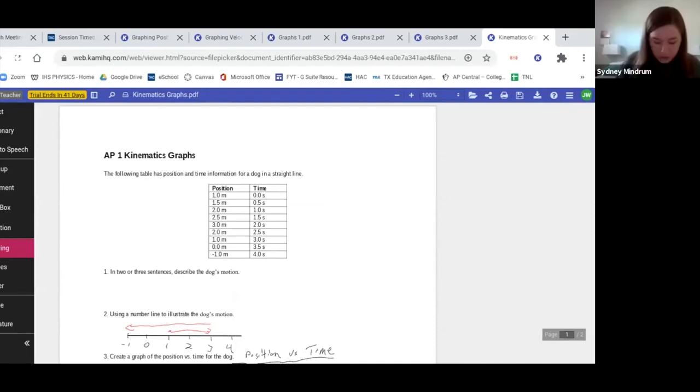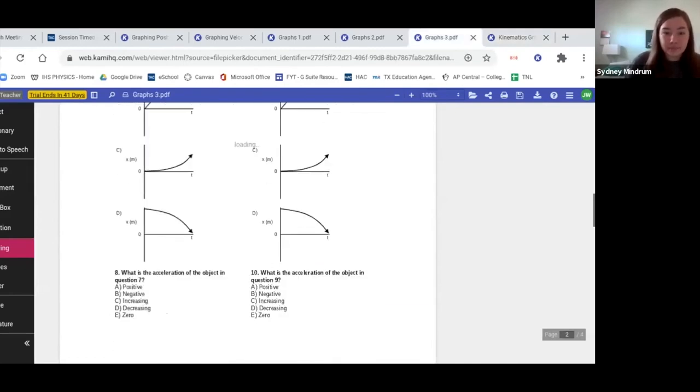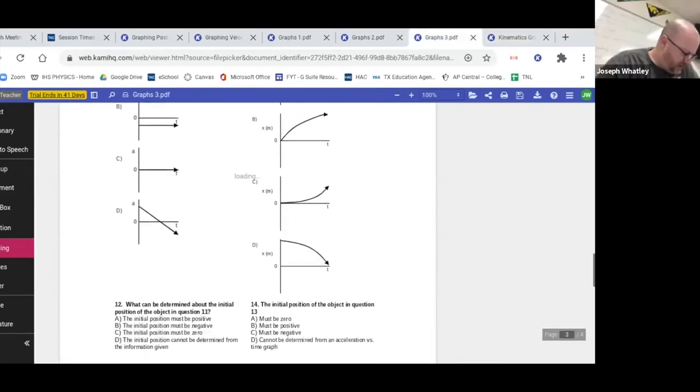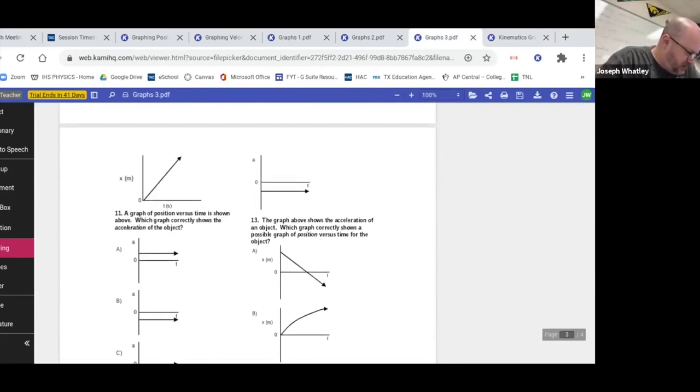Can we do question 14 on graph 3? Graph 3, question 14. All right, the initial position of the graph in question 13. So we go to question 13. The graph above shows the acceleration of an object. Which graph correctly shows the possible graph of position versus time?